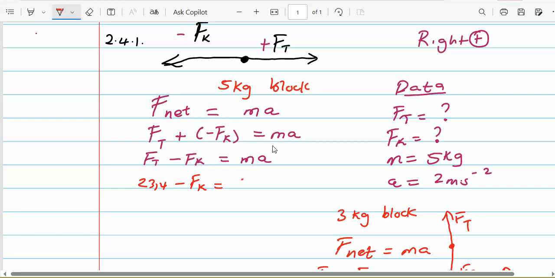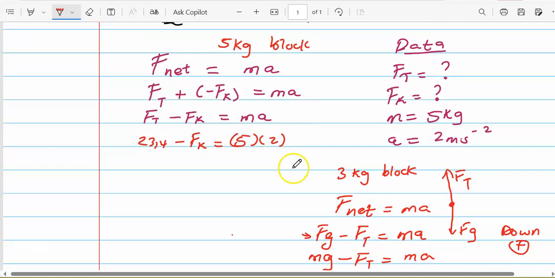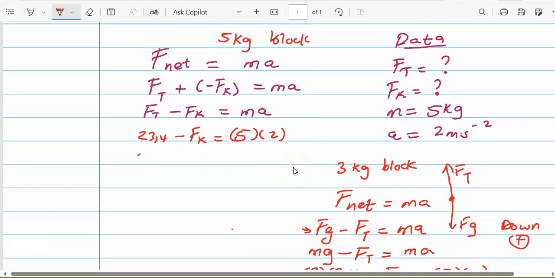Yes. So this will be 5 times the acceleration of 2. So 5 times 2 is 10. So this tells me that this will be 23.4. Let's take the 10 this side to be negative 10 and equate this to Fk. The Fk will go to the other side to be positive. Yay! Now we have our final answer.